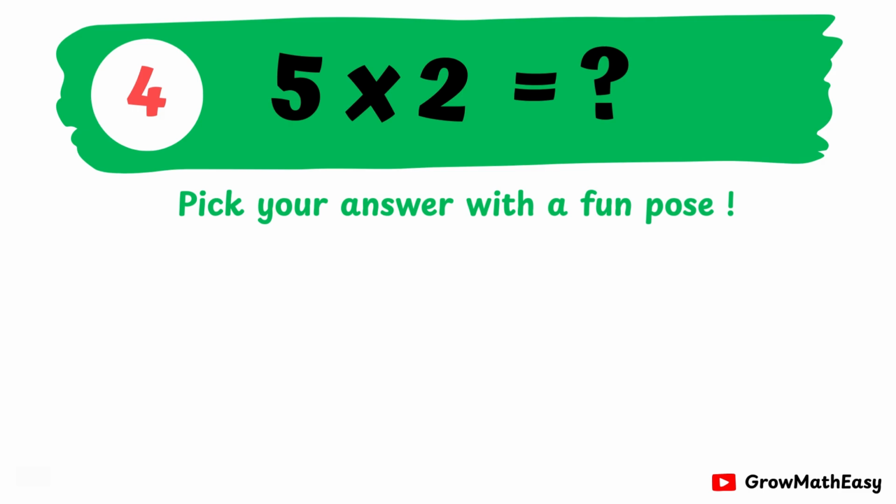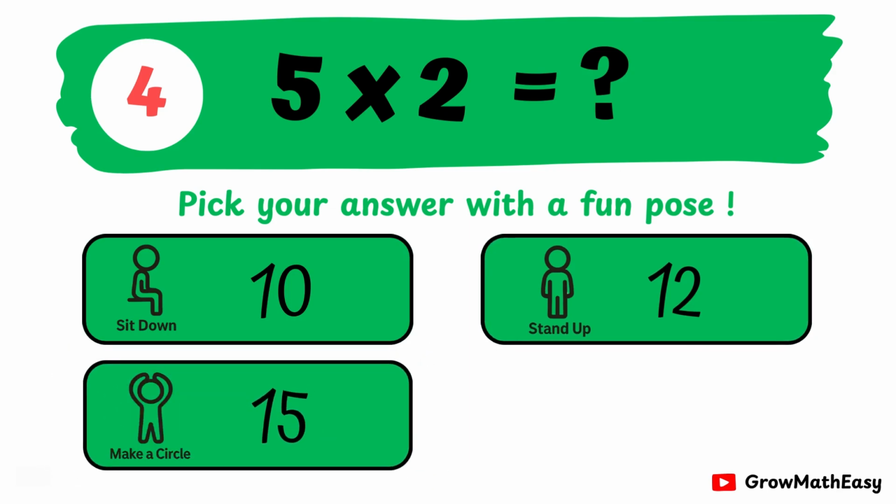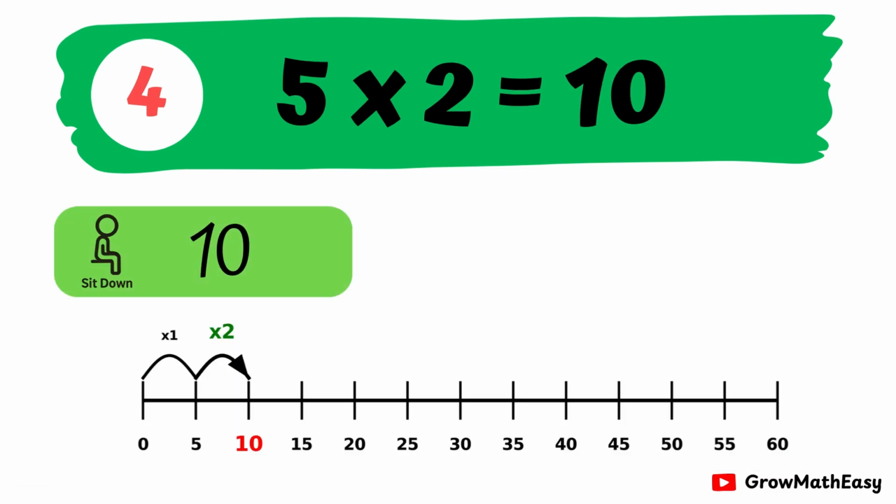What is 5 times 2? Sit down. 5 times 2 is 10. You can see the multiples of 5 on the number line.